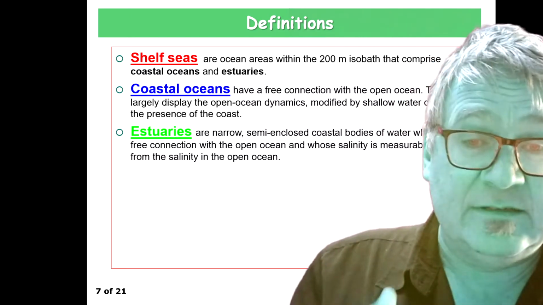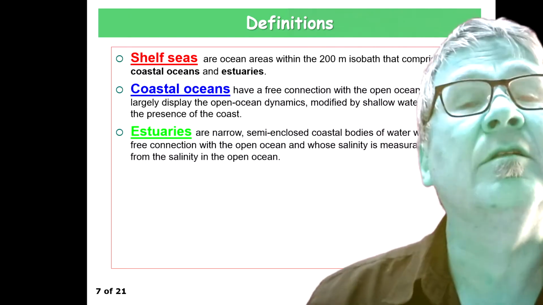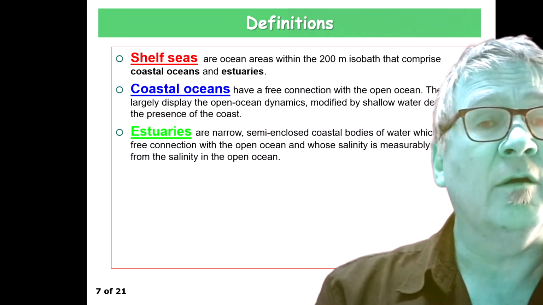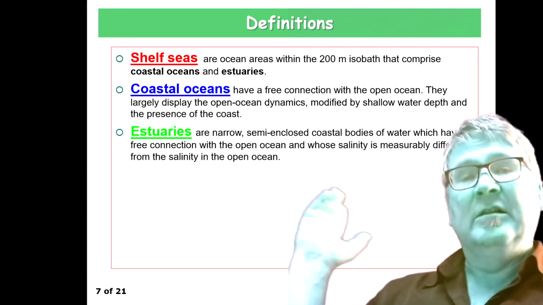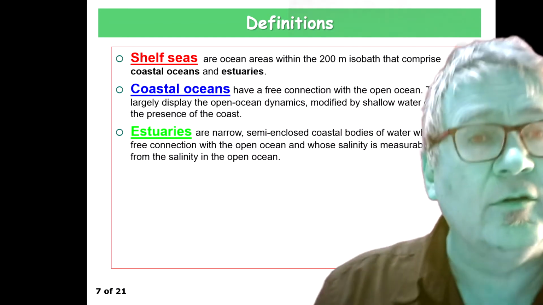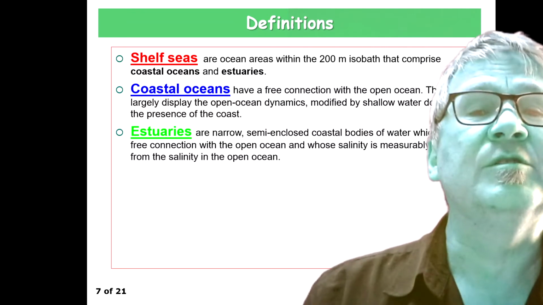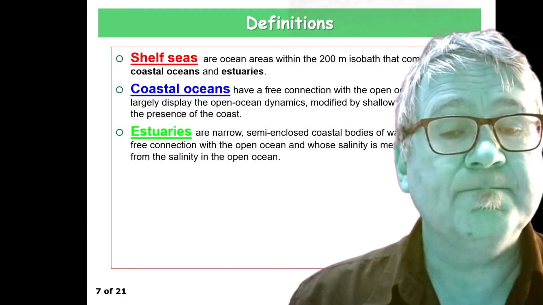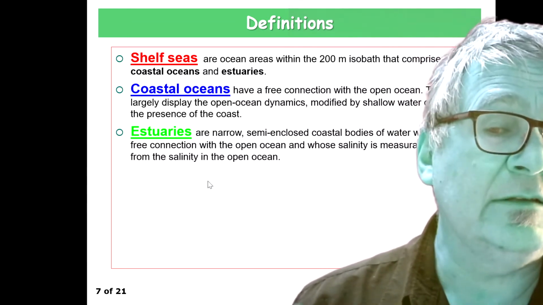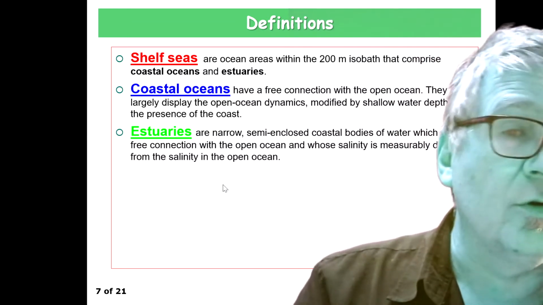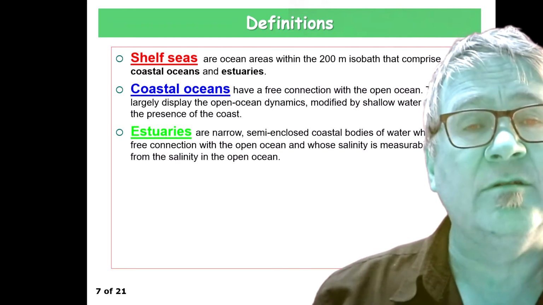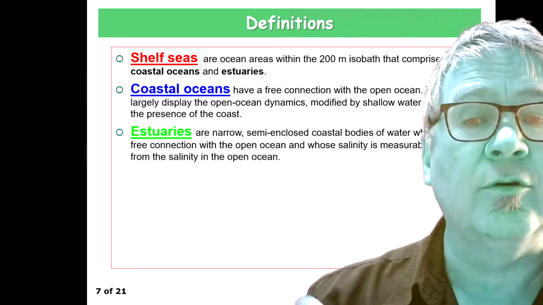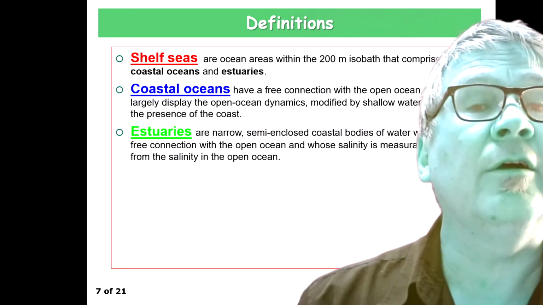And because of this feature that they are narrow and semi-enclosed, automatically the salinity will be different. Why is that? Because either they channel low salinity river water into the ocean, or in regions where you have excess evaporation, you get hypersaline features. So they don't belong to coastal oceans. Estuaries are a separate group. Estuaries are connected to the coastal ocean, but they are not part of it.